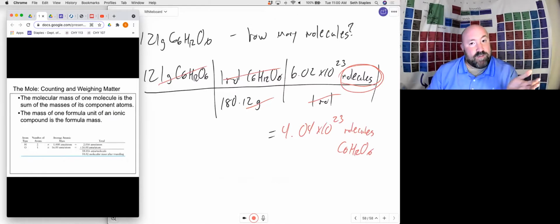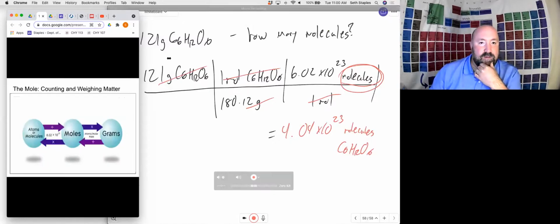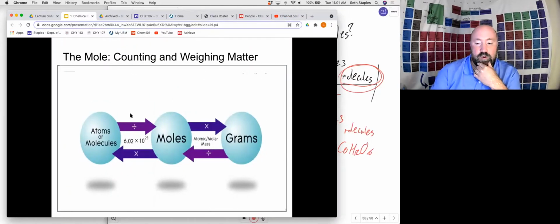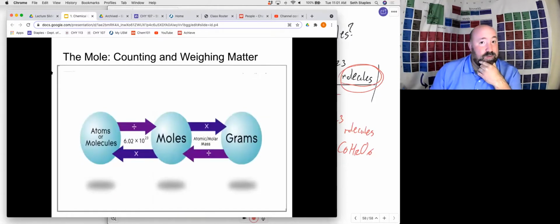And so that's how we use the mole. We're going to be using it a fair bit in I think just the very next video that I do, which I will actually be starting off with that slide. So I'm not going to go there quite yet. And so that's it for our video on the mole.